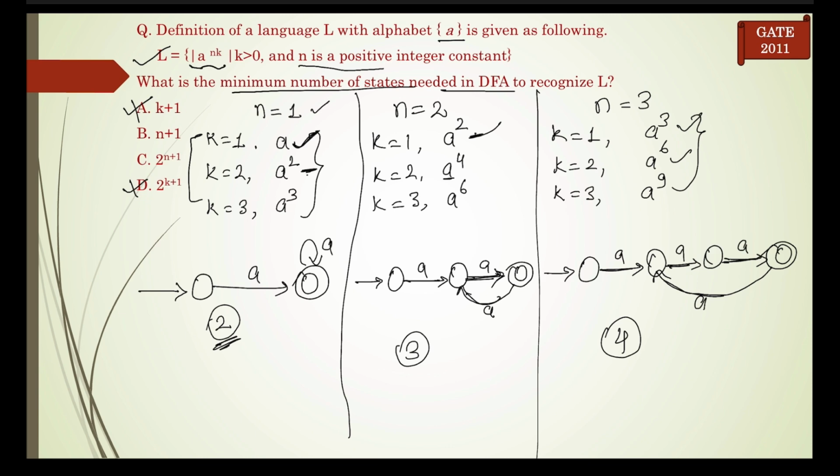Now, when n is 1, the number of states is 2. When n is 2, the number of states is 3. When n is 3, the number of states is 4. It means the number of states is 1 greater than the value of n. So the correct answer will be B.